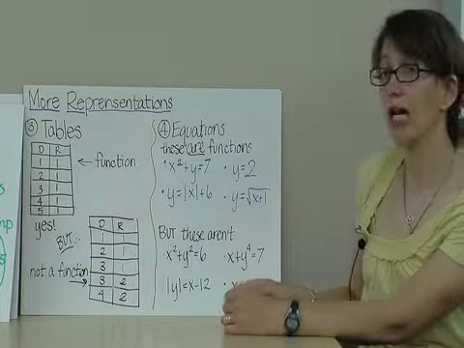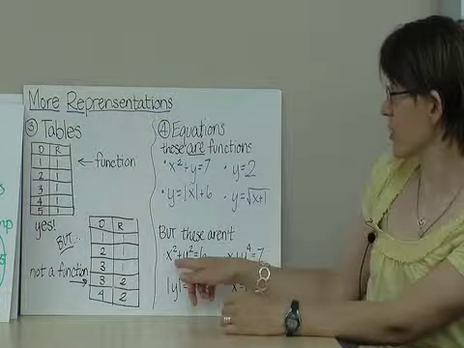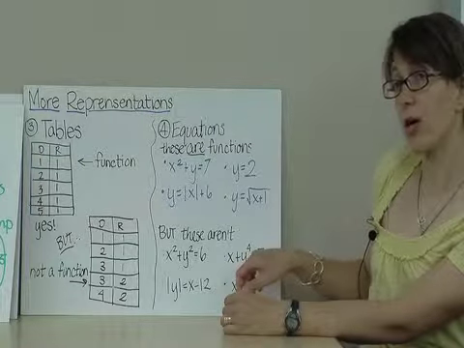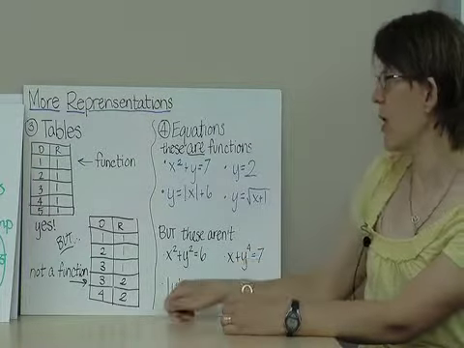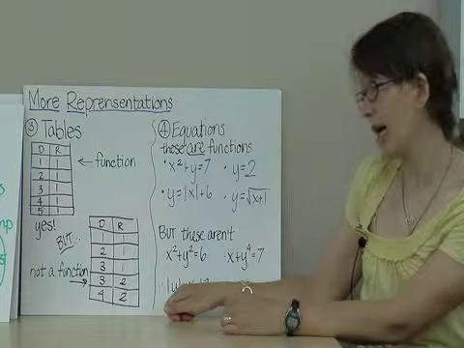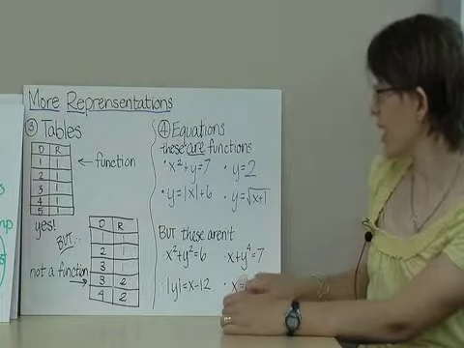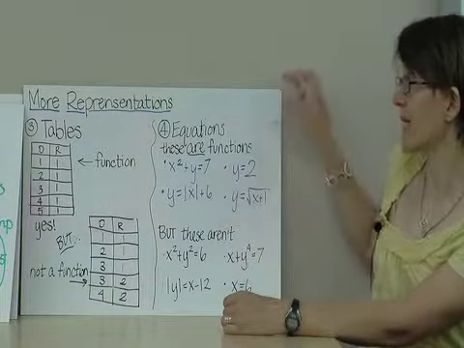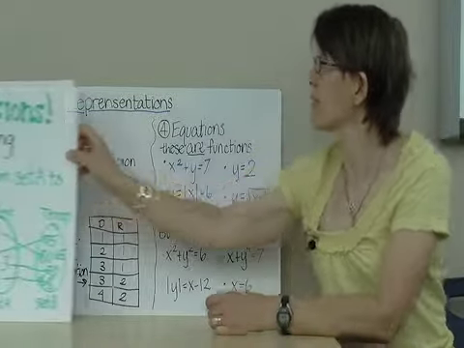These are non-examples of functions. X squared plus y squared equals 6. X plus y to the 4th equals 7. The absolute value of y equals x minus 12. And the vertical line equation, x equals 6. So these are all not functions.